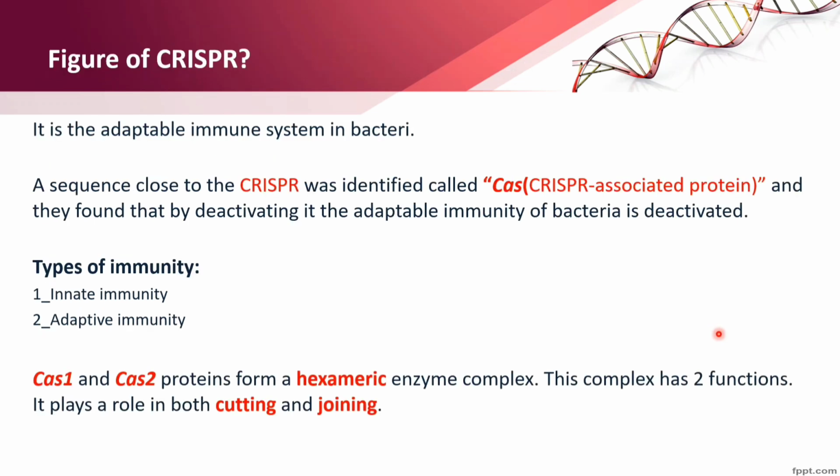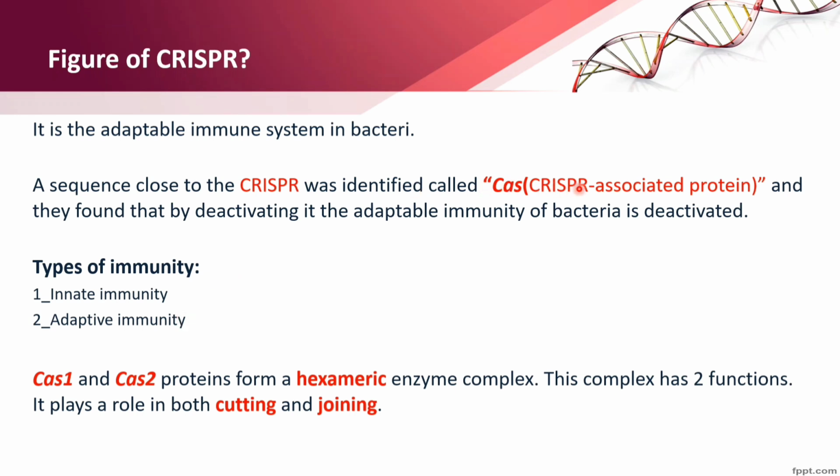These sequences were eventually recognized as a component of the bacterial adaptive immune system. A sequence found near the repeated sequences, identified as Cas, was found to be crucial. Its absence resulted in the inactivation of the bacterial adaptive immune system. As you know, the immune system is divided into two branches, the innate immune system and the adaptive immune system. As previously mentioned, CRISPR-Cas9 is part of the adaptive immune system.